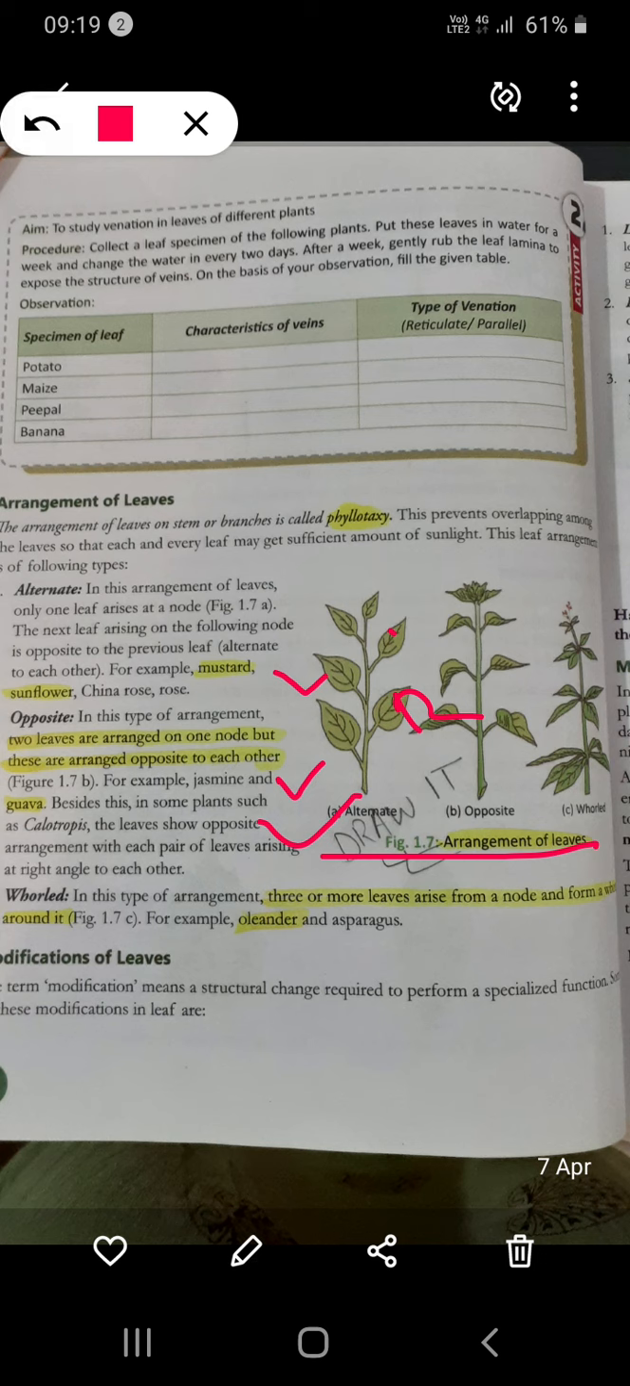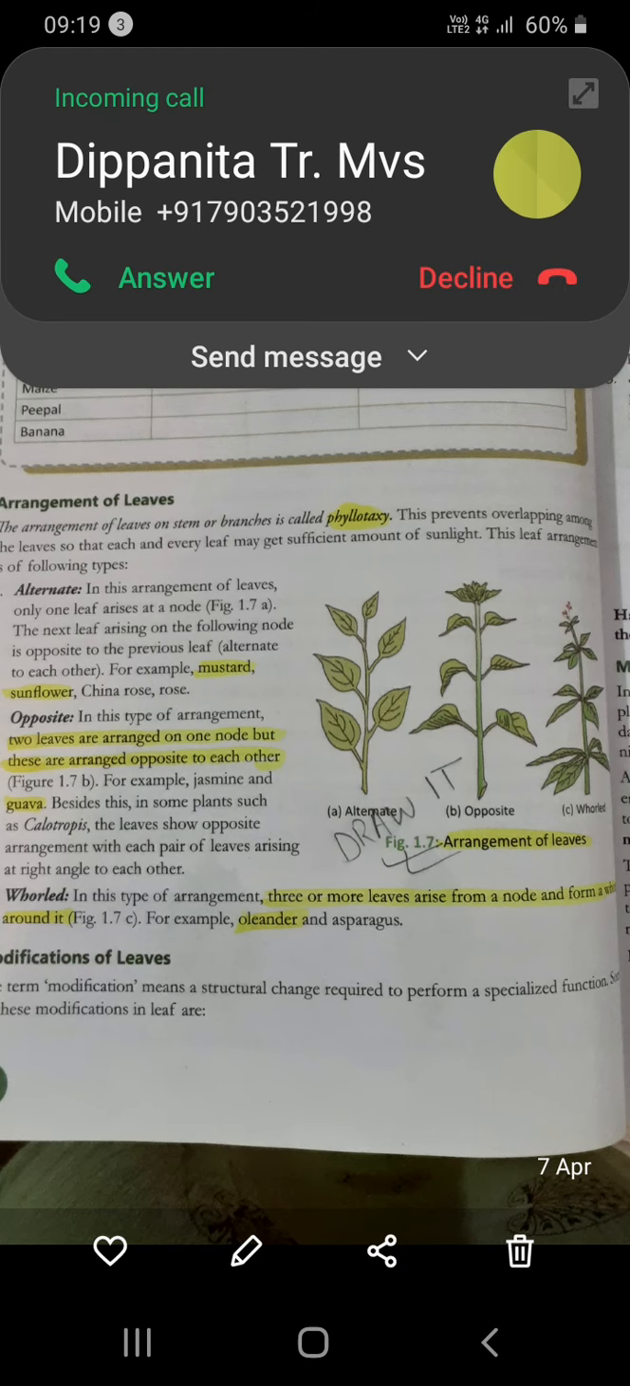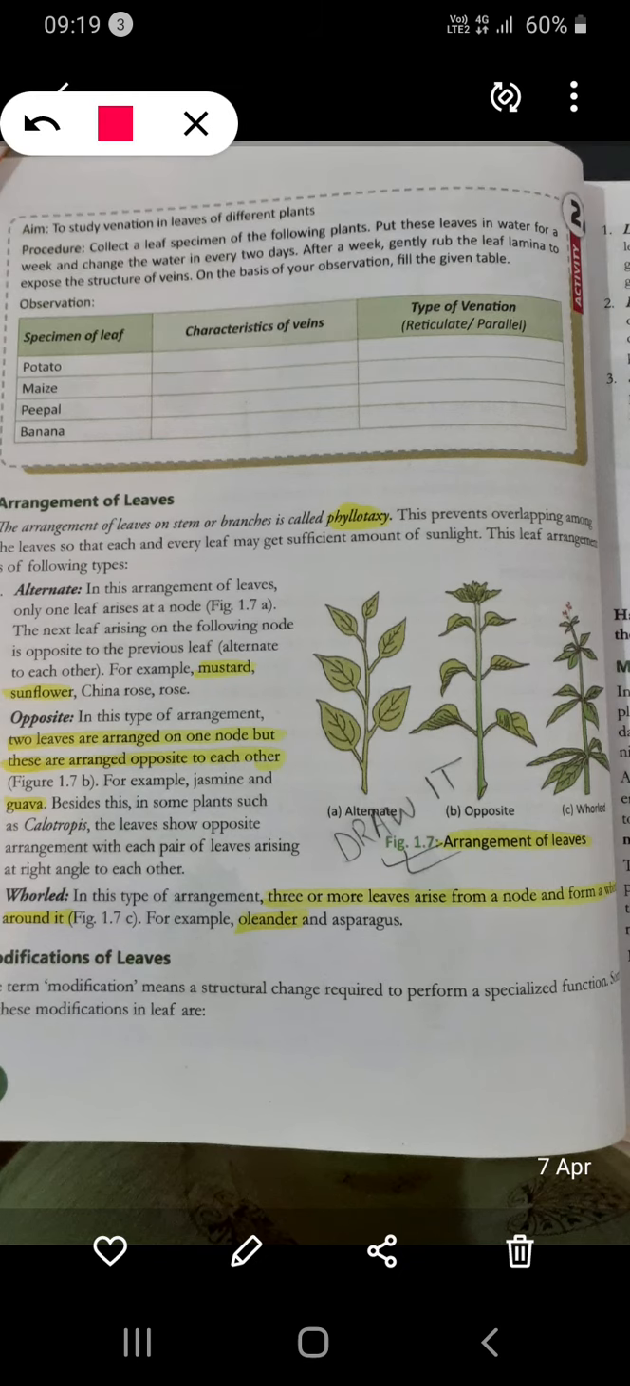Okay, students, you have to learn the definitions also. Only one leaf arises at a node. The next leaf arising on the following node is opposite to the previous leaf. If one is on the left side, the other is opposite, that is on the right side. Okay students, this is called alternate arrangement.